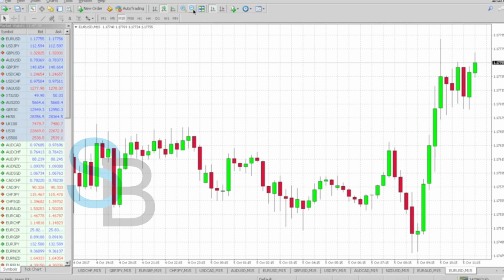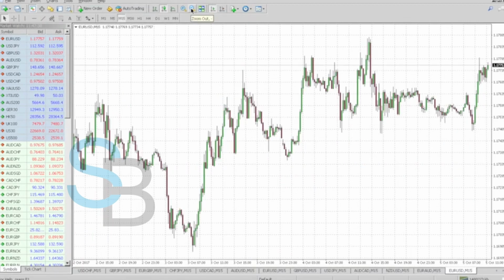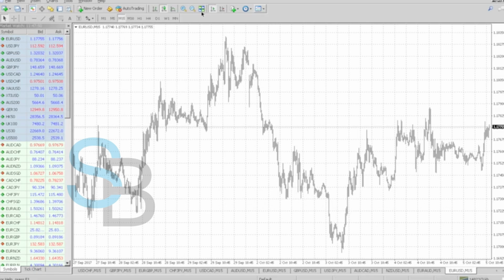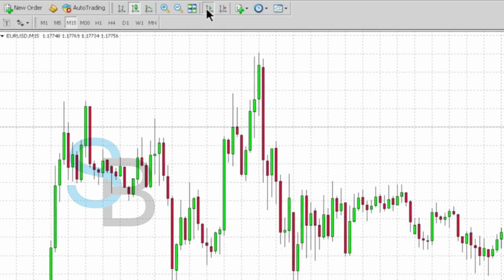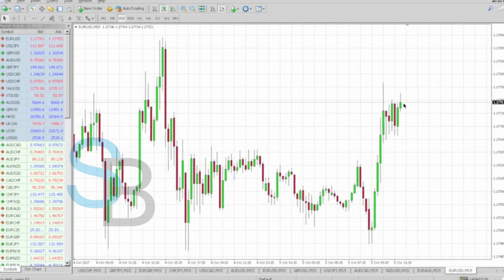You can also zoom out using this toolbar here. Now, I would unclick this green arrow. When you click this green arrow, you will automatically scroll to the right of the chart. I tend to leave that unclicked, but if I want to go to the right of the chart, I'll click this red arrow. The moment I click the red arrow, I go right to the end of the chart.